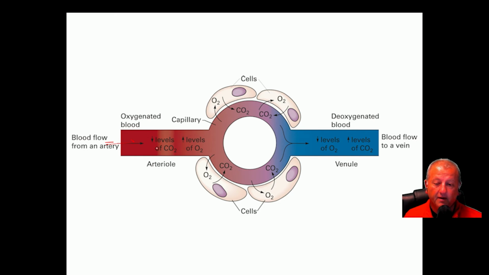So we have low levels of CO2, high levels of O2. What are we going to do? We're going to drop off. All right, we're dropping off the O2 to the cells. See? Here's a cell, gets O2. You need some O2? We got it. Hey, you want some O2? We got it. Hey, can you do me a favor? Give me your trash.